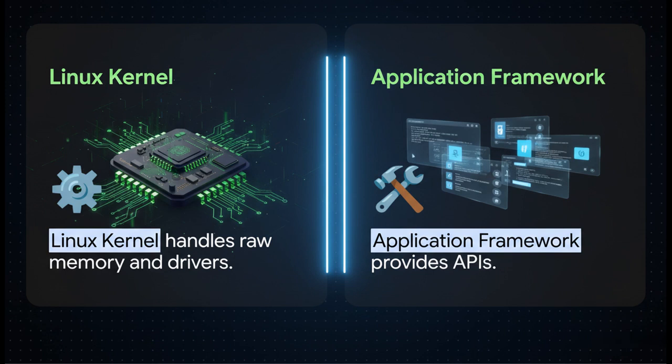keeping the machine running. But the application framework, that is what you, the developer, actually interact with. It provides the APIs, controls notifications, and manages how things look on screen. It essentially hides all that crazy kernel complexity so you can just focus on building an awesome app.